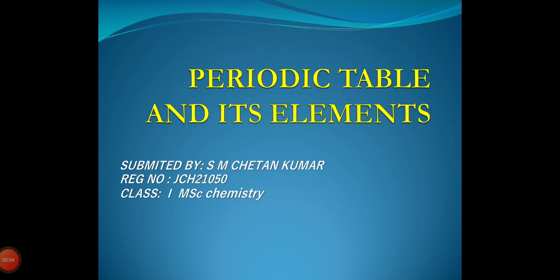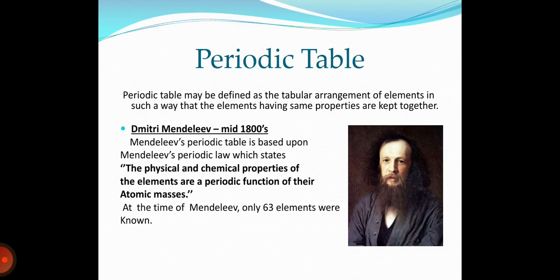I am an MSc Chemistry. Today I am going to explain briefly about the periodic table and its elements. Now it begins. The periodic table may be defined as the tabular arrangement of elements in such a way that the elements having the same property are kept together.